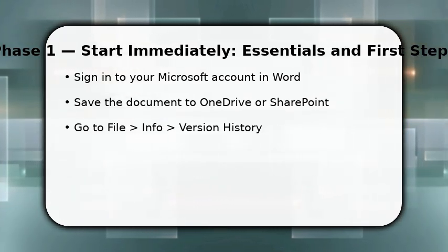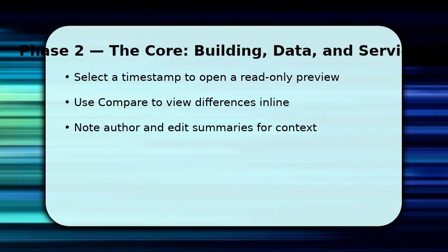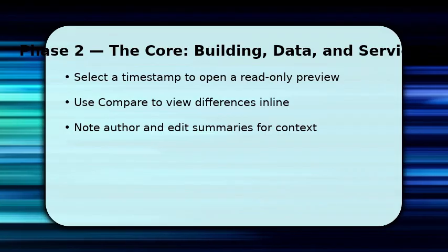Once you open a prior version, you can preview it in read-only mode. You can also compare it to the current file. Click Compare or Open Version, then toggle the panes to see deletions, additions, and formatting shifts. This comparison helps you decide whether to restore fully or copy specific sections.